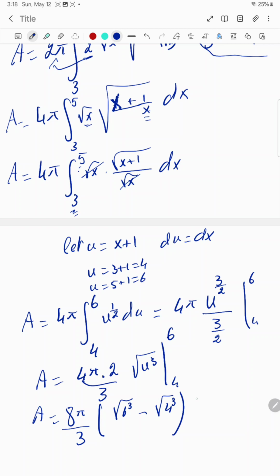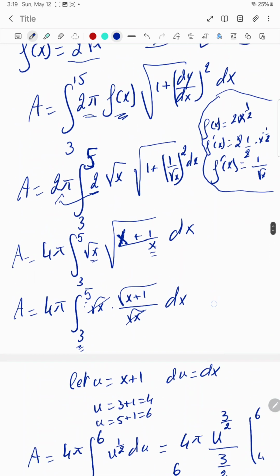I think if you do it, it becomes equal to 469.14, because it's an area, units square. Now we spin it around the x-axis.